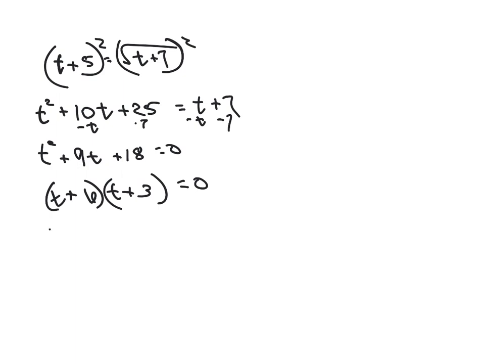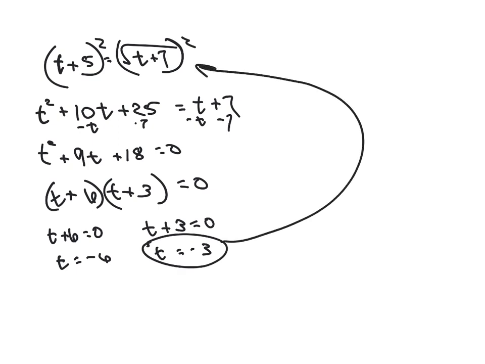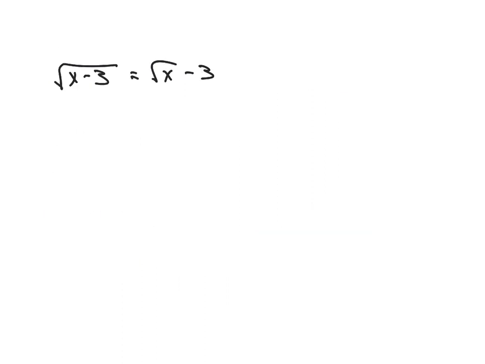Then I do what I've been practicing. First parenthesis, second parenthesis. So t equals negative 6, or t equals negative 3. I try both of those, and I discover that my negative 3 works when I put it back here. My negative 6 does not work. So example 5, page 545.